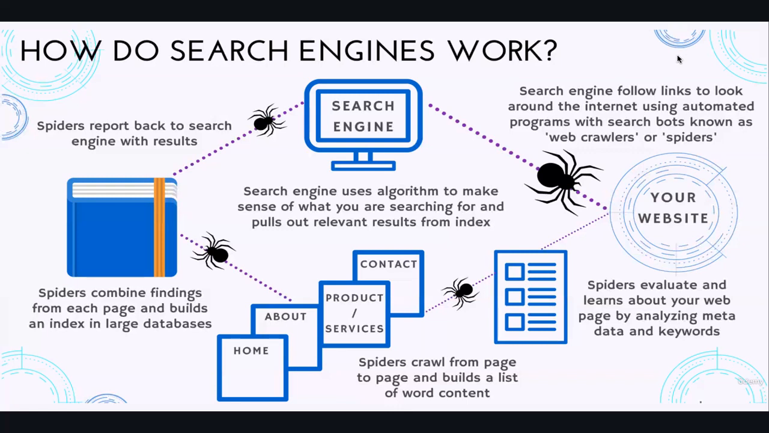What's next? Spiders report back to search engines with results. So they're taking that big old index and they go back to the search engine. Hey, boss, this is what we have. We checked out A website and B website. We looked at all their pages. This is what we got. Then the search engine turns around and says what? The search engine follows links to look around the internet using automated programs, search bots known as web crawlers or spiders. So that's pretty much what happens. This is the big circle that happens.